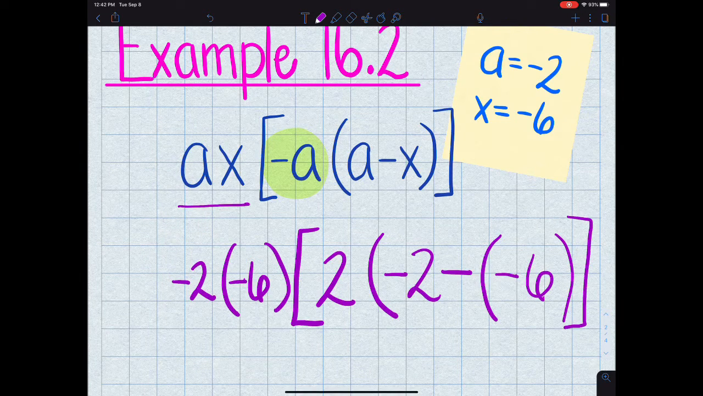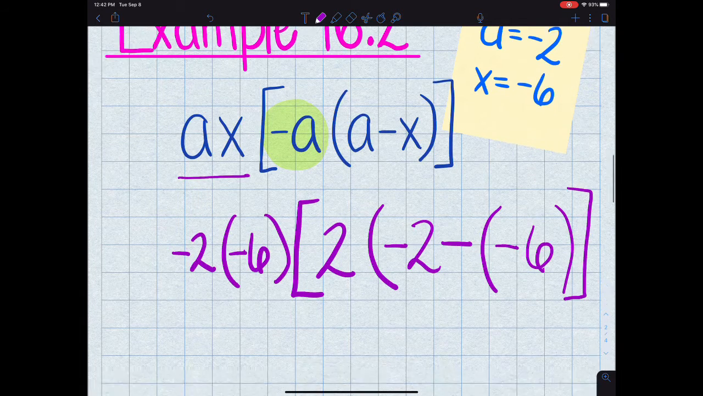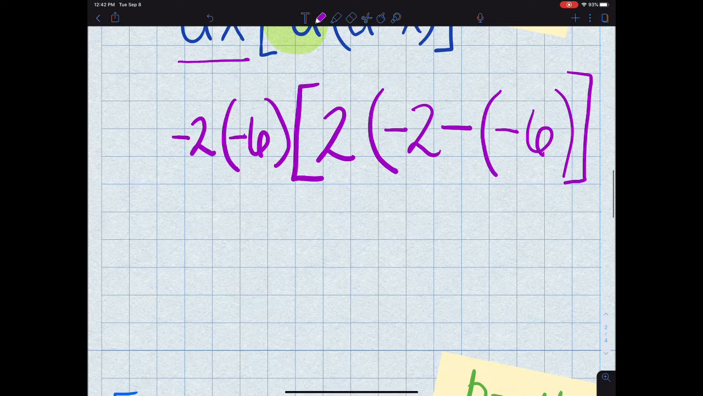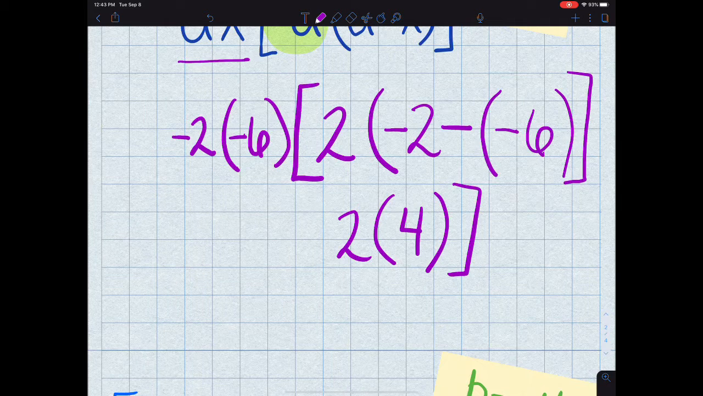And then we're just going to simplify with that. Okay, so inside of these, -2 minus 6 is the same as -2 plus 6. That's okay. And we're going to put in a 4 right there. Let me make sure that I'm getting this right. -2 plus 6, yeah. And then we're going to keep that 2 on the outside.